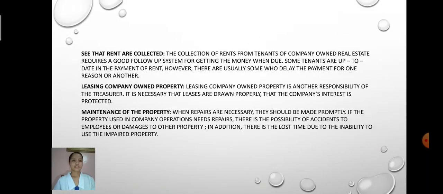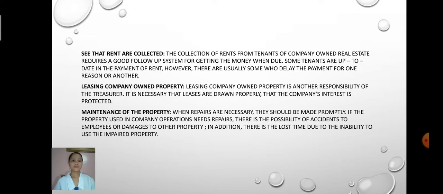Rents are collected. The collection of rents from the tenants of company-owned real estate requires a good follow-up system for getting the money when due. Some tenants are up to date in the payment of rent; however, there are usually some who delay the payment for one reason or another. Leasing company-owned property is another responsibility of the treasurer. It is necessary that leases are drawn properly, so that the company's interest is protected.